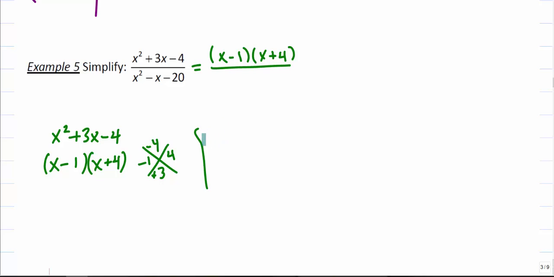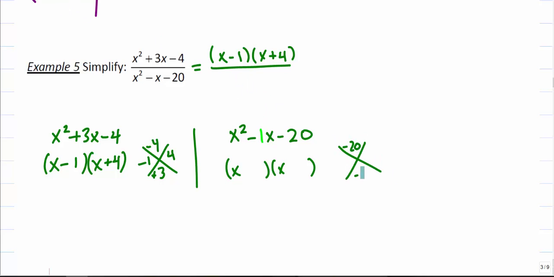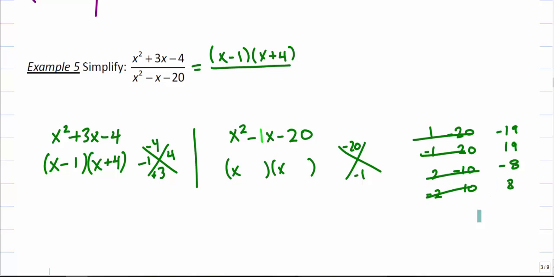All right, now I'm going to do the same thing with the other expression, x squared minus x minus 20. So I'm going to go ahead and do my x's. And remember, this is an understood 1. So I'm looking for two numbers that multiply to -20 and add up to -1. Well, 1 and -20 or -1 and 20? Absolutely not. So, 2 and -10 add up to -8. -2 and +10 add up to 8. So that doesn't work. 4 and -5 add up to -1.